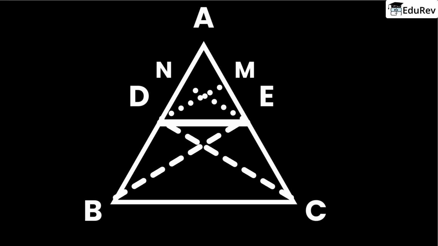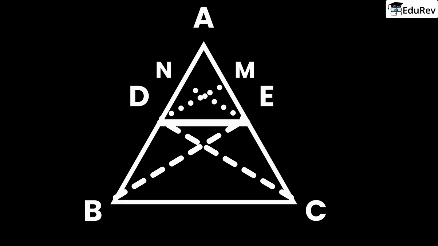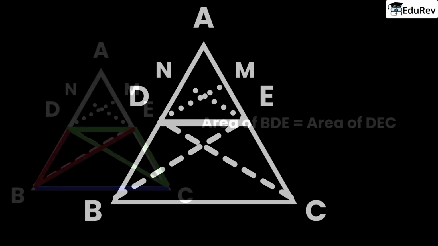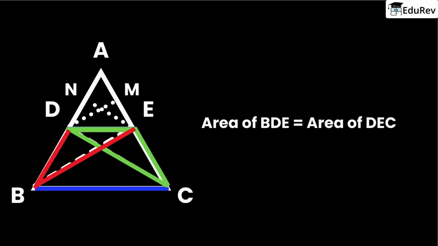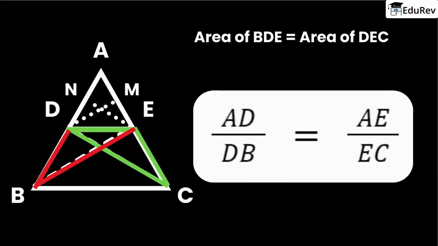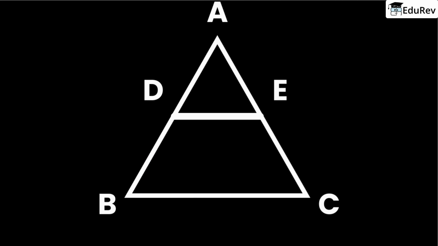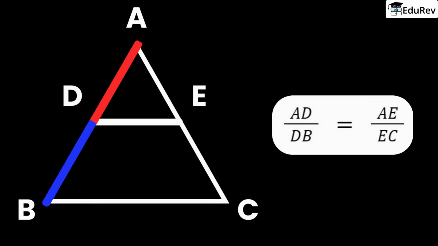Now if we closely notice, triangle BDE and triangle DEC have the same base and lie between the same parallels. Hence the value of the perpendicular will be equal. Hence they have equal area. Area of BDE is equal to area of DEC. Using previous results and the fact that area of BDE is equal to area of DEC, we conclude that AD upon DB equals AE upon EC. Let us see it in a triangle. Here the ratio of AD upon DB is equal to AE upon EC.